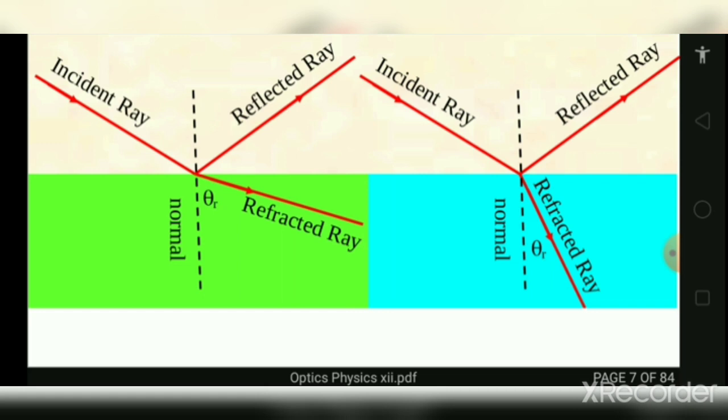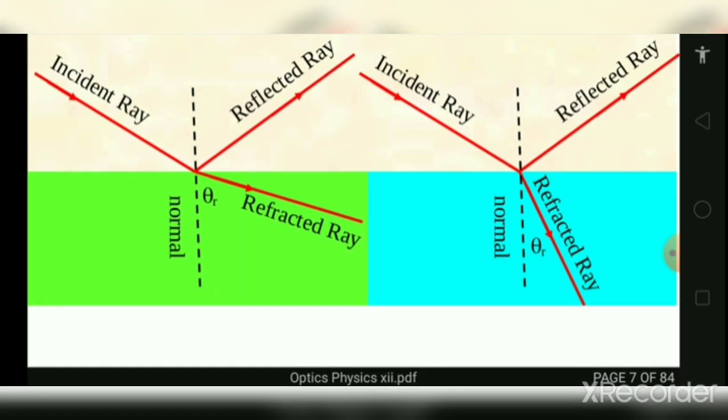You can see on the screen the incident ray, reflected ray, and normal. What is happening in reflection and refraction, there is a vast difference. See, on the green side, the bending of the ray is changed, and on the blue side, the bending of the ray is different. Why and how? That is with respect to the medium.